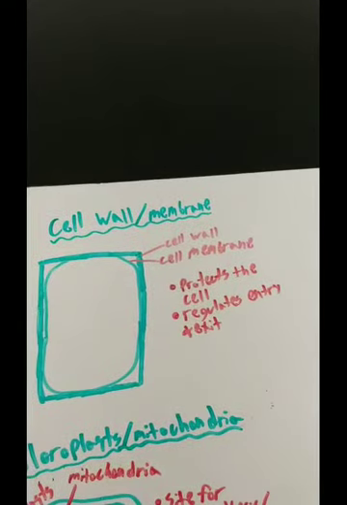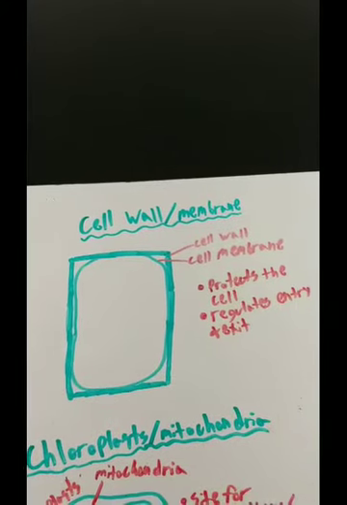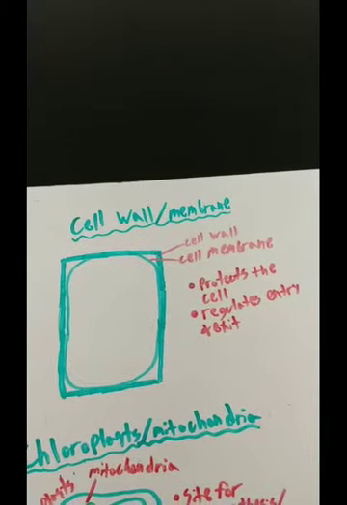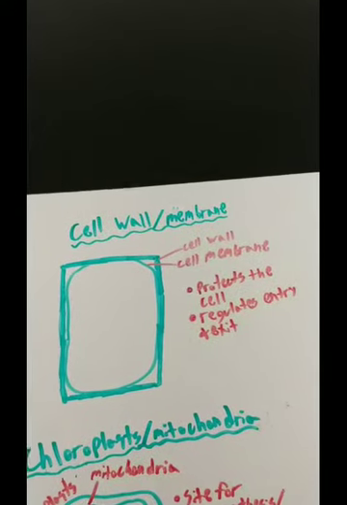But one thing about the cell wall is that it also provides structure. It keeps the pressure under control so that it gives the plant cell a nice rigid structure.